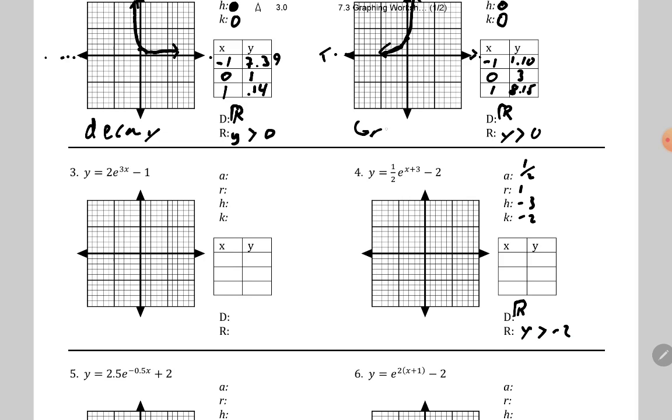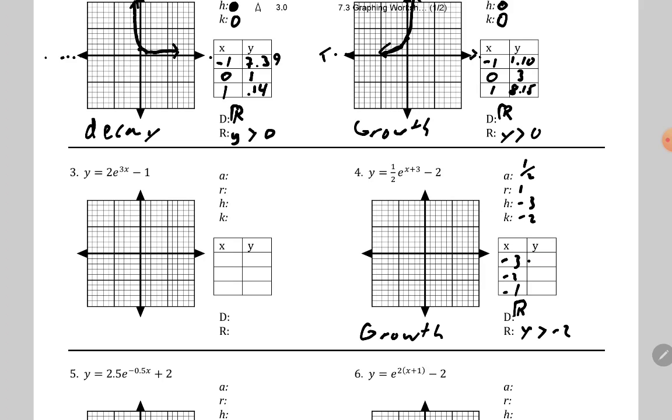This is a growth, because R is positive, and so is A. So this is where I change it up a bit. I always like to use numbers around my H value. Normally I would do -4, -3, -2, but I'm going to do -3, -2, -1. Let's go ahead and punch these in.